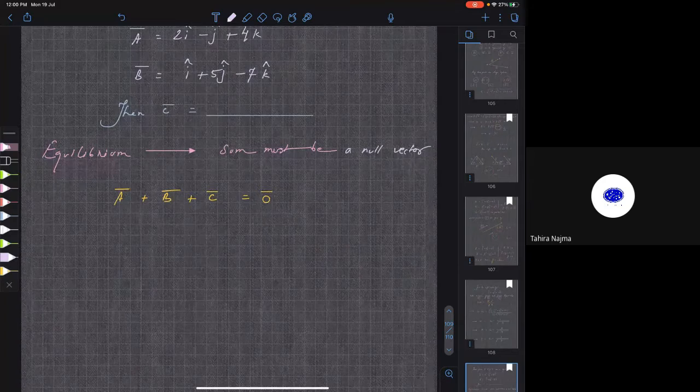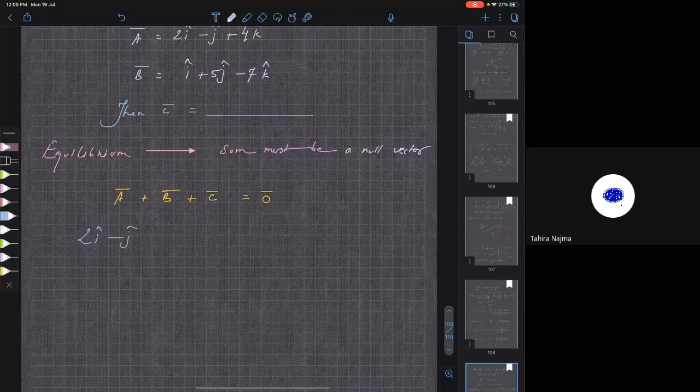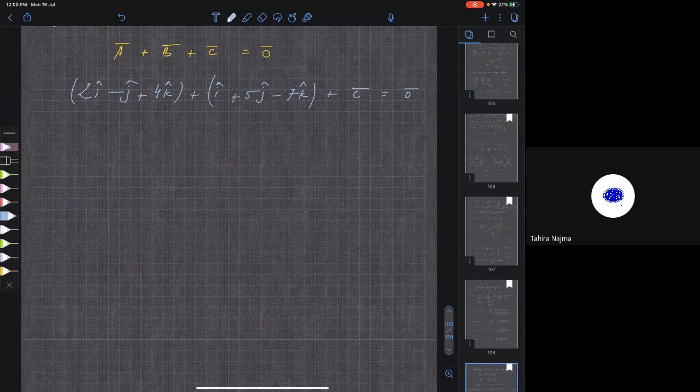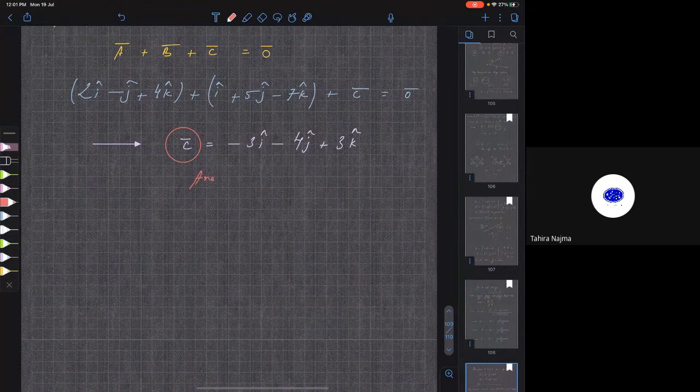So tell me, 2i cap minus j cap plus 4k cap plus i cap plus 5j cap minus 7k cap plus C bar must be equal to 0 bar. So what is C bar equal to? If everything goes to that side, it will be minus 3i cap, and minus 4j cap plus 3k cap, right? So this is your answer. Clear? Yes, sir.